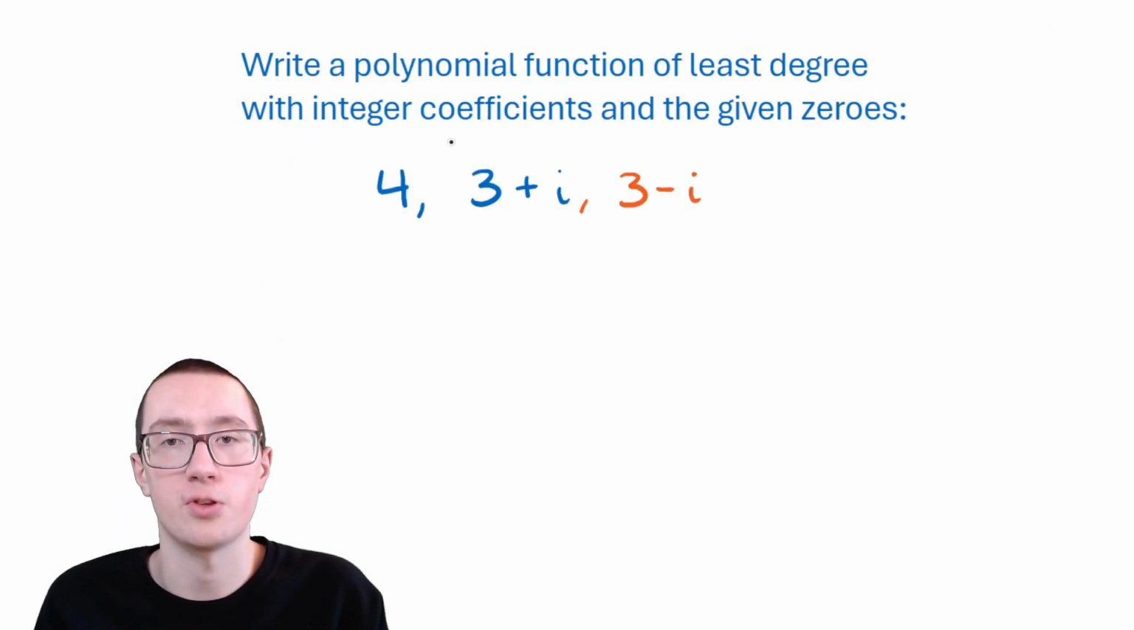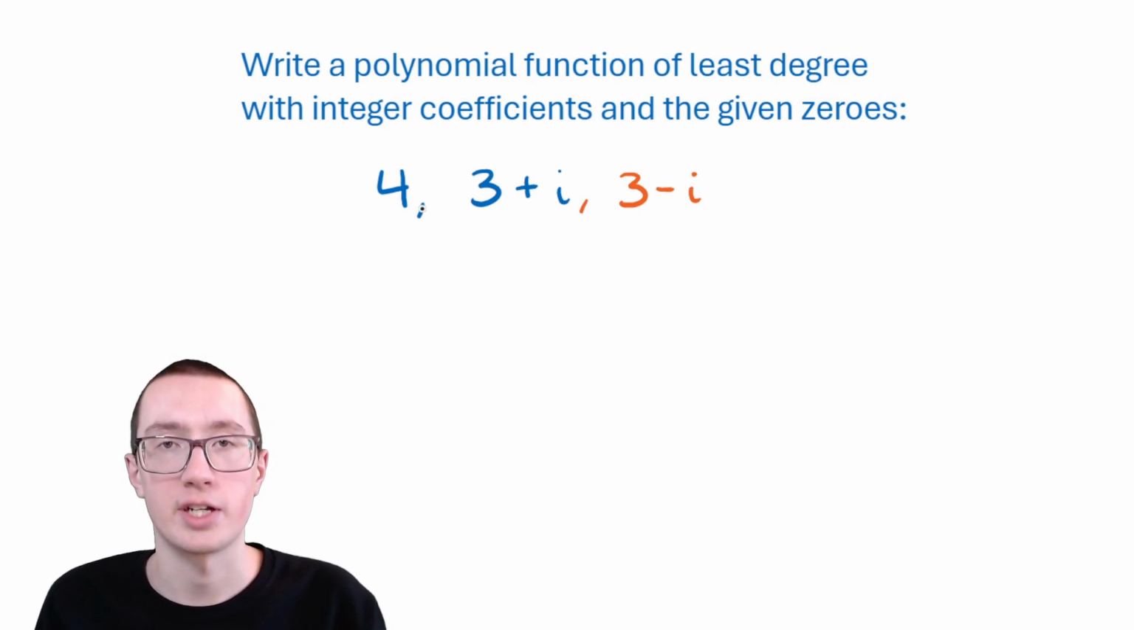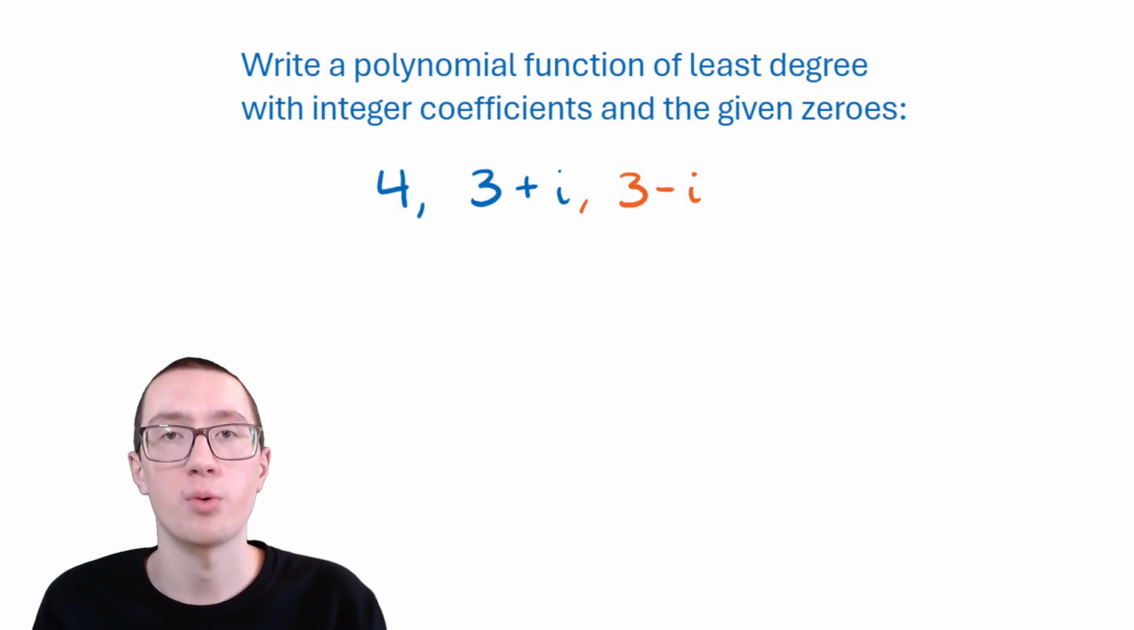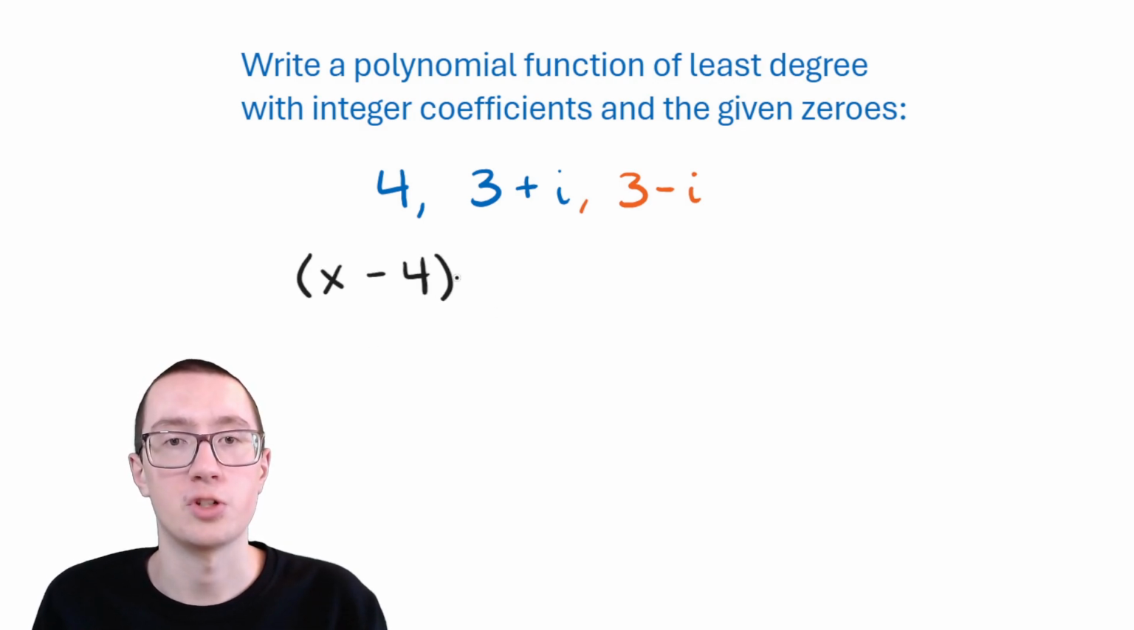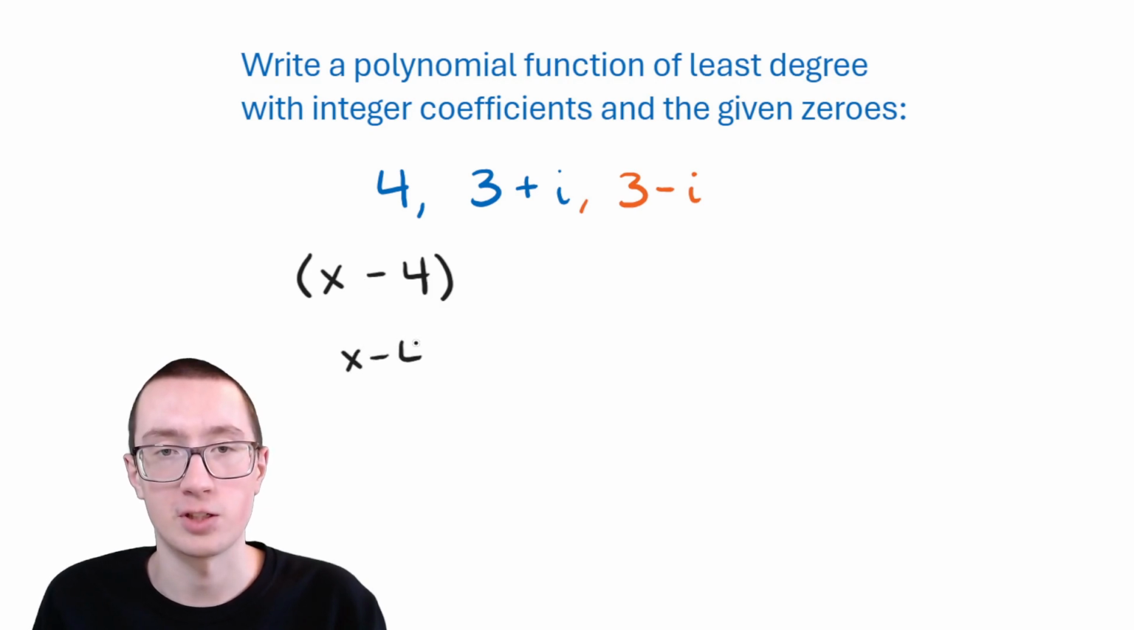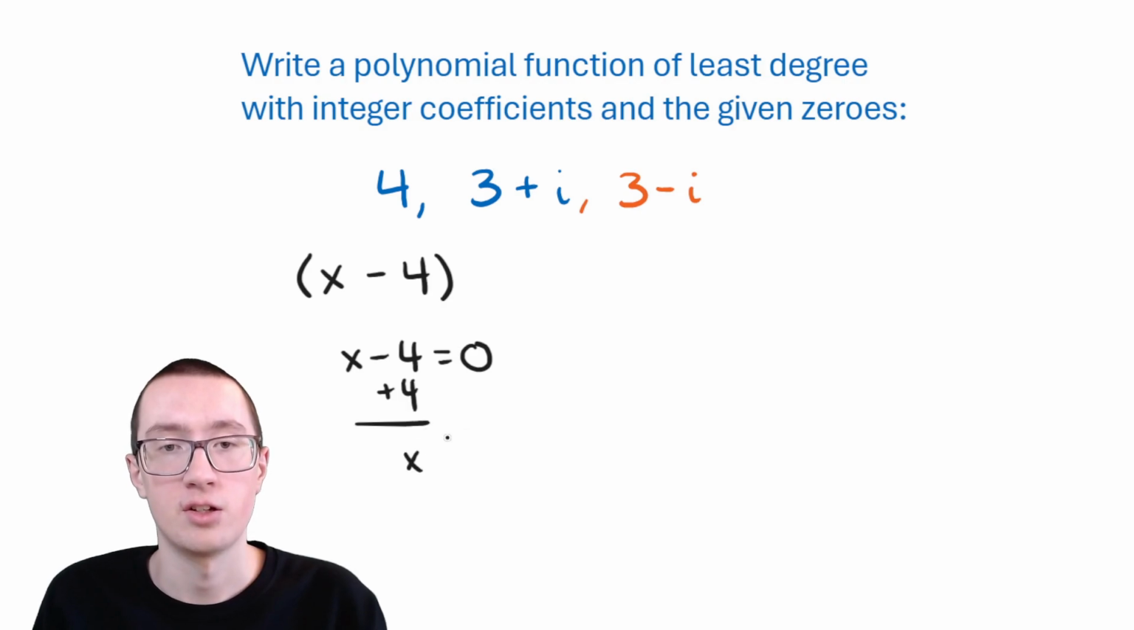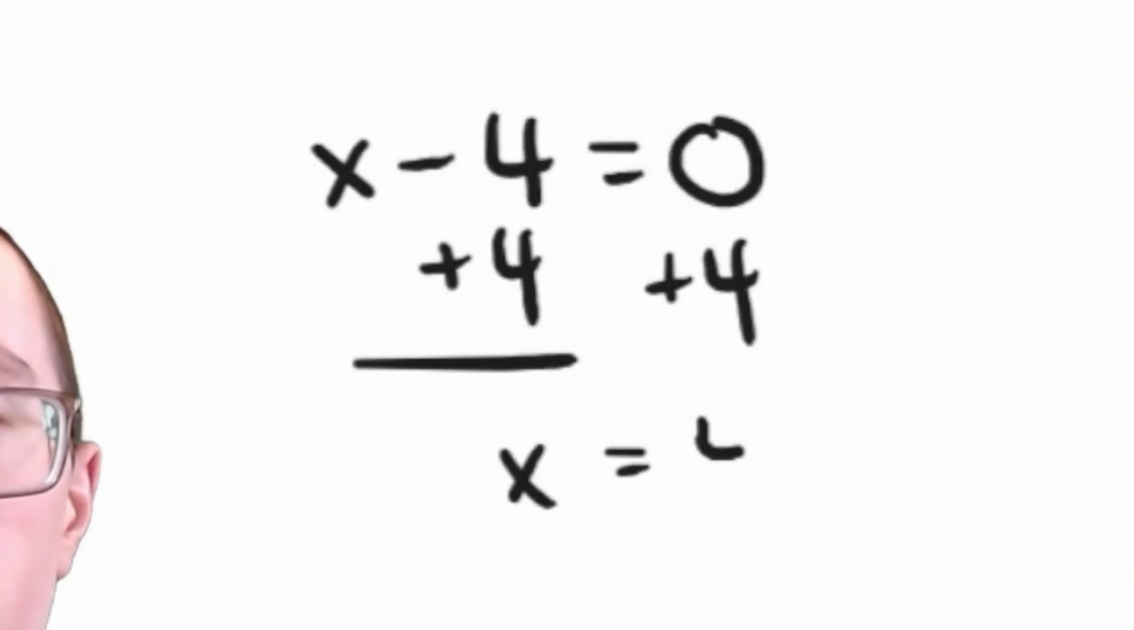So we know that these are the 3 zeros that our polynomial function of least degree with integer coefficients must have. So we're going to work backwards and take these zeros that we already have and turn them into those little factored parenthesis things. So for example, we have 4 here. We always do the opposite sign. So this is going to be x minus 4. And the reason for that is if you were to split these up and turn this into x minus 4 equals 0, then if you added 4 to both sides, you would get x equals positive 4.